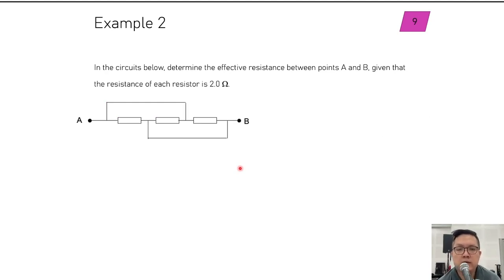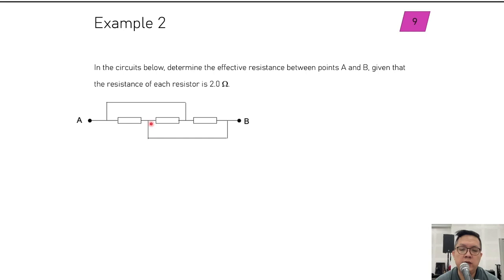Okay, this one is a bit challenging, I would say. You have 3 resistors connected in a very funny way. If you trace the path, you can see that this point A is connected to the head of the first resistor and connected to between the tail of the second resistor and the head of the third resistor. Therefore, B is connected to the tail of the third resistor, and the tail of the first resistor and the head of the second resistor.